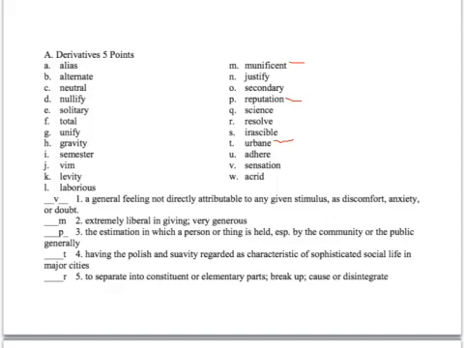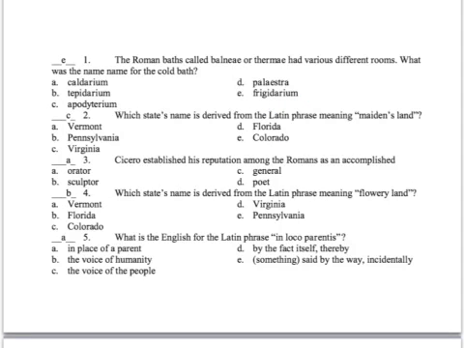To separate into constituent parts, break up, that would be to resolve. Again, from the word solvo, to loosen. The cool bath is the frigidarium. Think about frigid. Maiden's land is Virginia. Cicero is an established orator. Flowery land is Florida. And in loco parentis means in place of the parent.